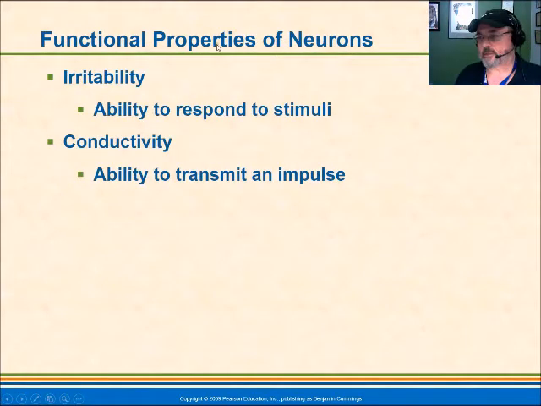Functional characteristics of neurons, they are irritable. That is, if you stimulate them, they will respond. They will respond by sending a signal. Muscle tissues are also irritable, but they respond by contracting. Now, you could say if someone's irritable that you're on their last nerve, possibly. Anyway, also conductive. They have an ability to transmit an impulse down the length of that nerve.